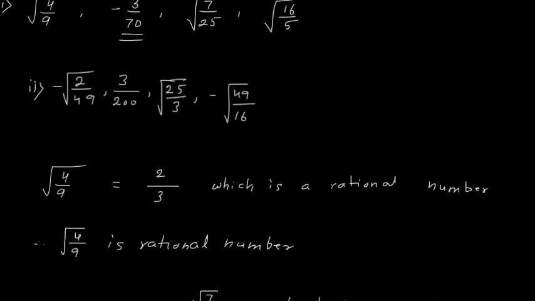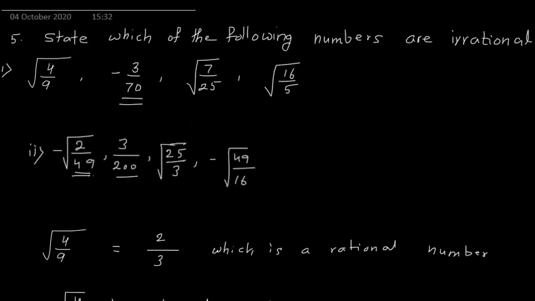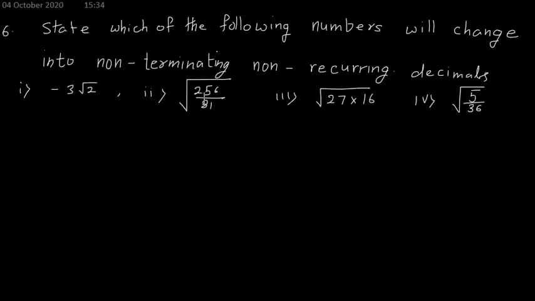Now, in the same way, you can do this second question. Root 49 is 7, so this is root 2 upon 7, minus root 2 upon 7. Root 2 is irrational, so this whole term is irrational. This is rational. Square root of 25 is 5, so this is 5 upon root 3, again this is irrational. And here this is 7 upon 4, square root of 49 is 7 and square root of 16 is 4, so this is minus 7 upon 4, which is again a rational number. Simple. So here we have distinguished between which number is irrational and which number is rational.